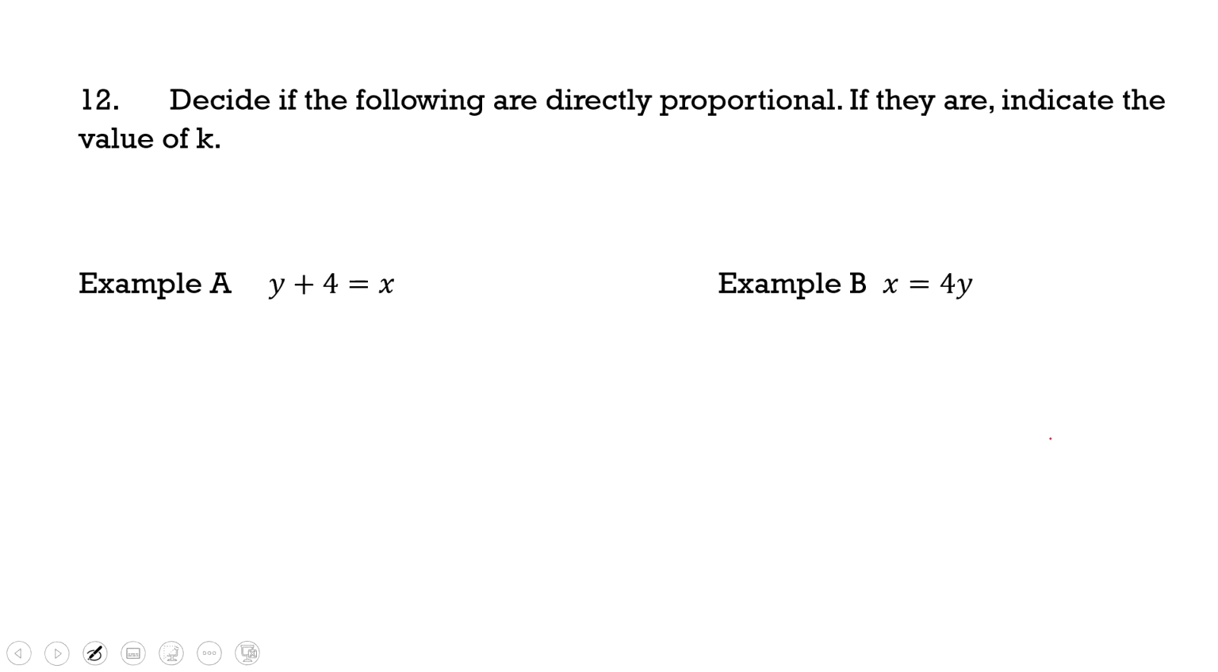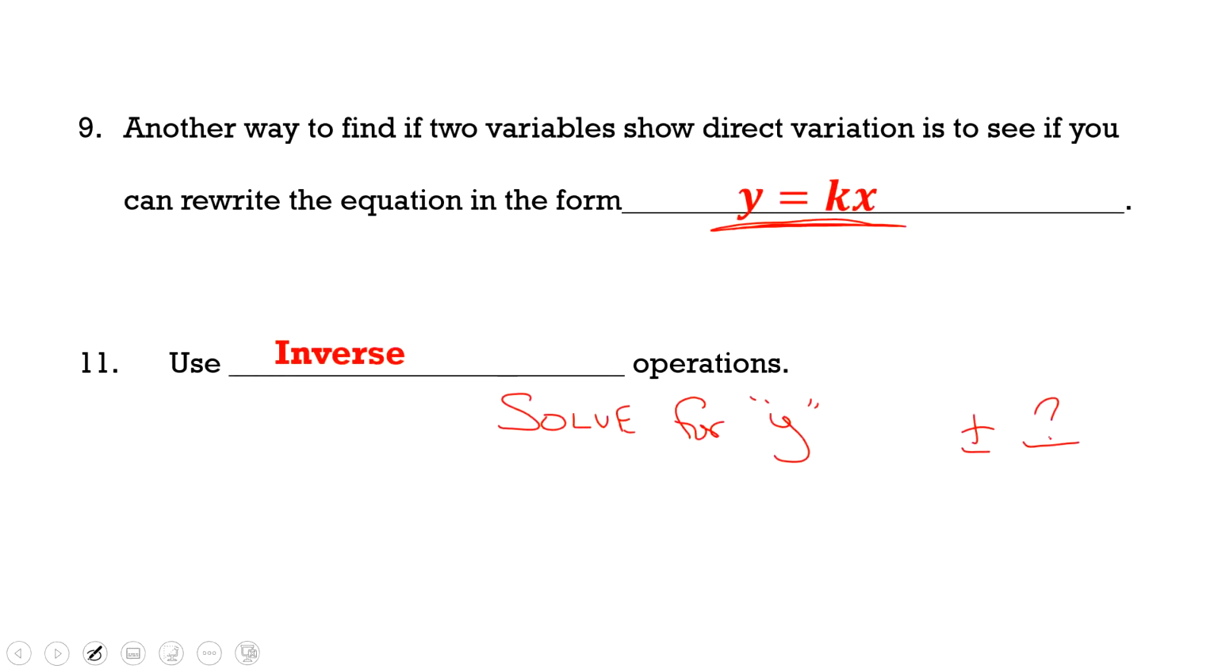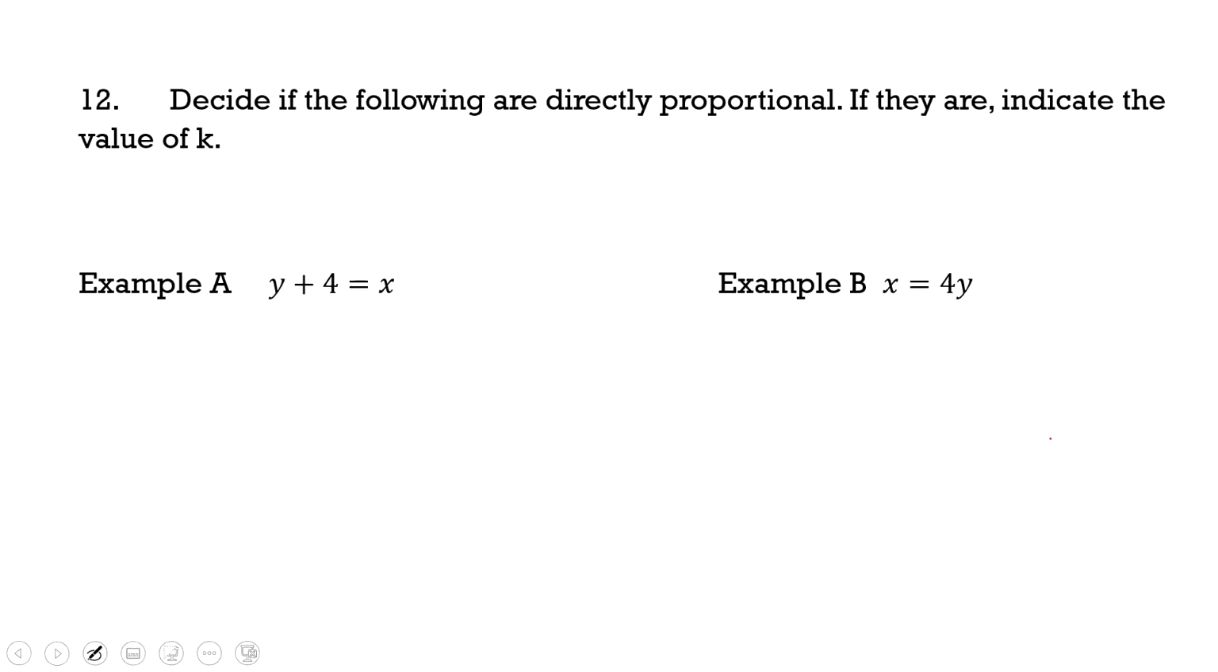Okay, it doesn't mean that it's not a function or a linear equation. It just means it's not directly proportional. So here are two examples. We have to decide, are they directly proportional? And then if they are, they want us to indicate what the value of k is.